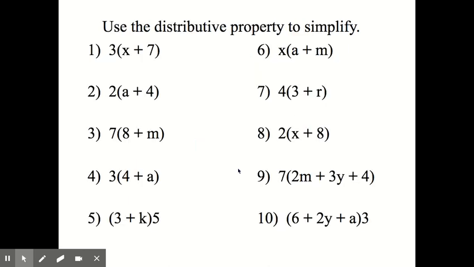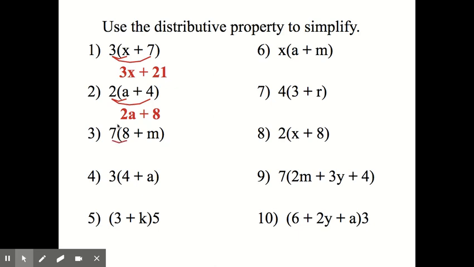So let's try some examples now. We're going to distribute these and create equivalent expressions. So we have 3 parentheses x plus 7. We distribute the 3 to the x, that would give us 3x. The 3 to the 7, and that would give us 21. The addition doesn't change, so it's 3x plus 21. We distribute the 2 for 2 parentheses a plus 4. That would give us 2a. And distribute the 2 to the 4, that would give us 8. So it's 2a plus 8.